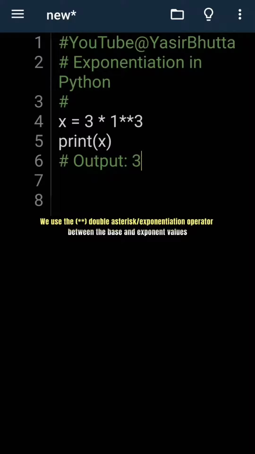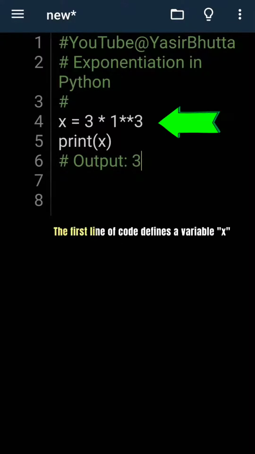Welcome to this video tutorial on an exponentiation operator in Python. We use the double asterisk or exponentiation operator between the base and exponent values. The first line of code defines a variable x.